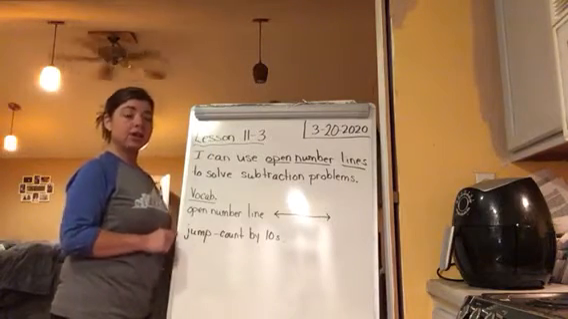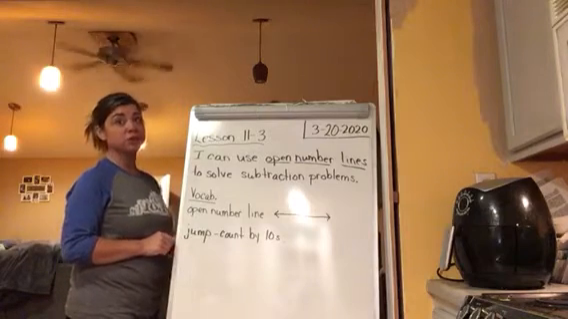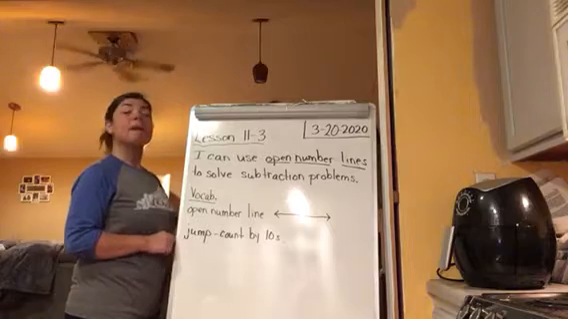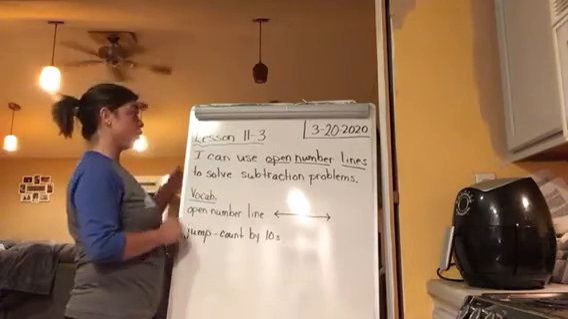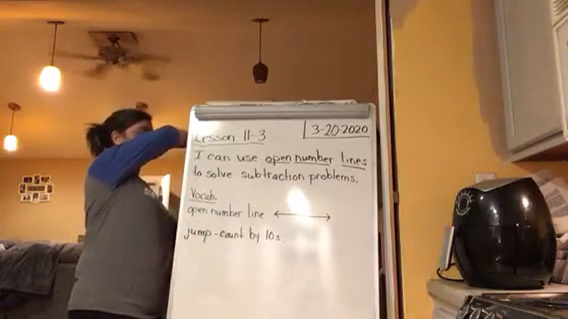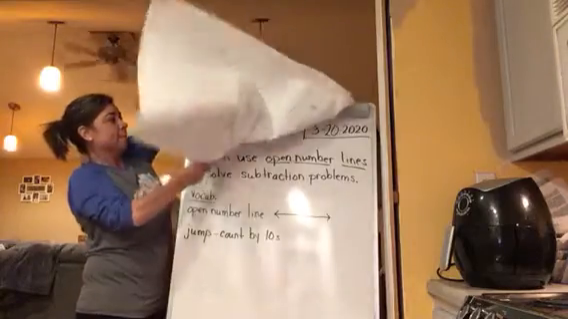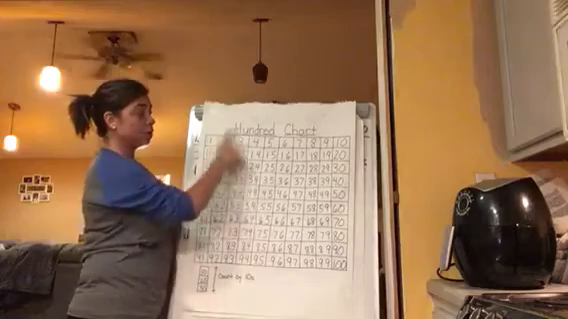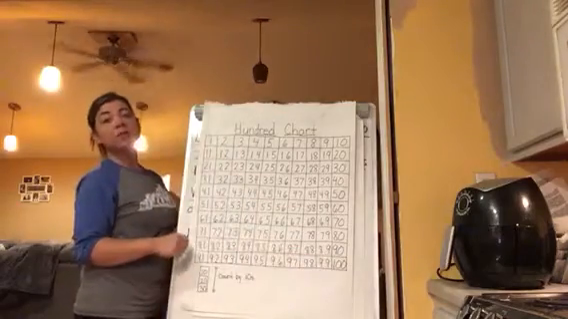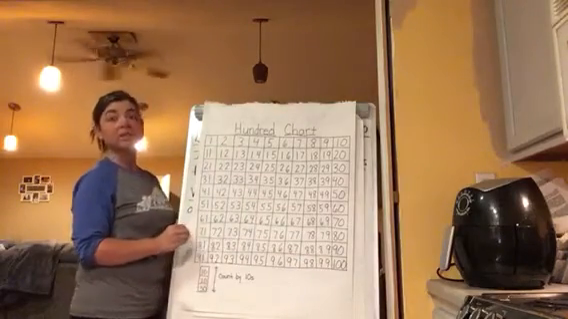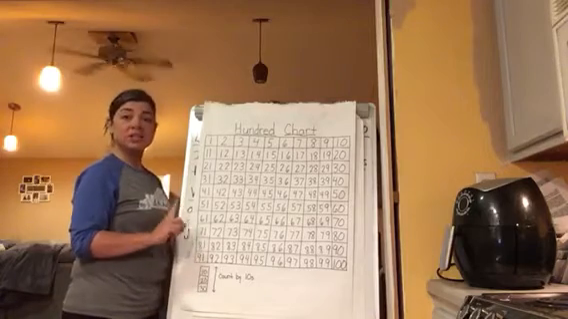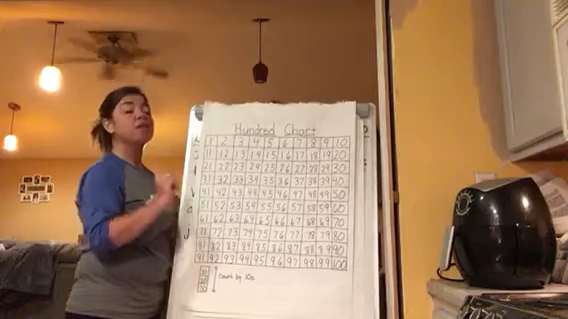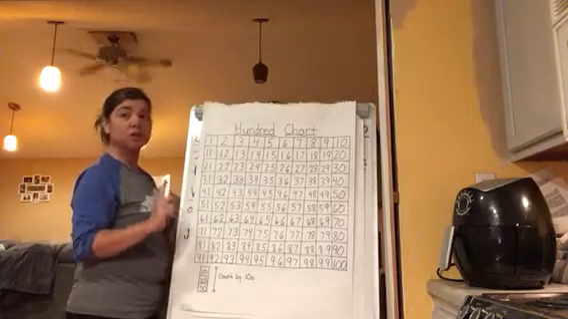And yesterday we talked about a different strategy. Does anybody remember what strategy that is? That's right, the 100 chart. And let's look at our 100 chart here. There's our 100 chart with our numbers 1 to 100. And we talked about how when we have a subtraction equation, we start with the first number. That first number is the whole. That's right, we start with the whole.